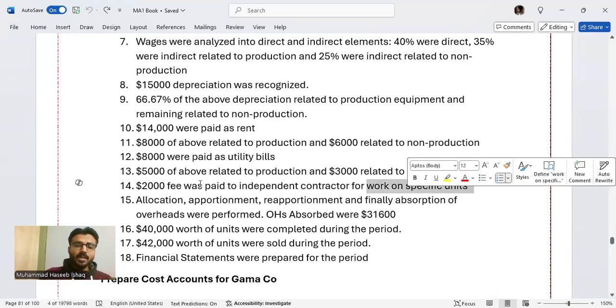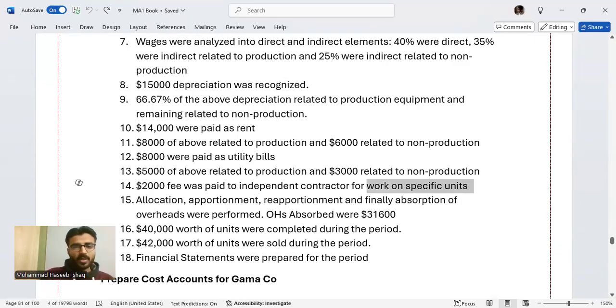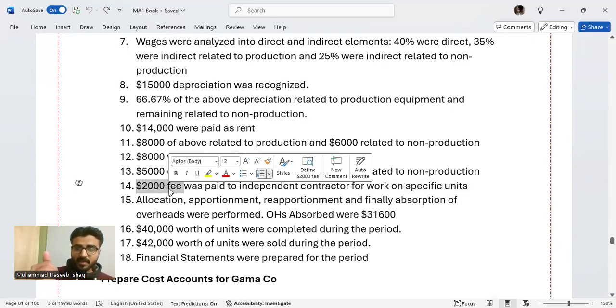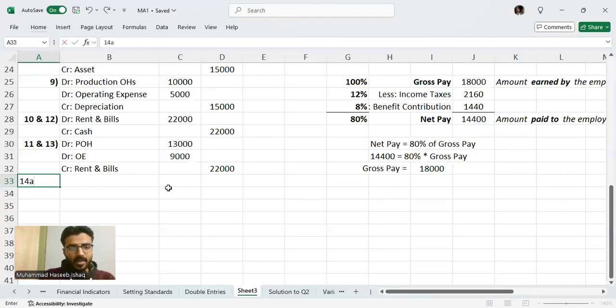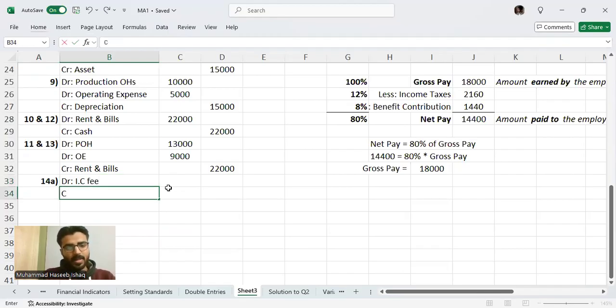So this means that the cost of 2,000 is traceable to these specific units. So it is a direct cost, right? The 2,000 fee paid to the independent contractor is a direct cost, so it must be transferred to the work in progress account. We can write it as 14A, in which we will do the first stage entry. And what would it be? Debit, we can make an account named independent contractor fee, and credit cash, right?